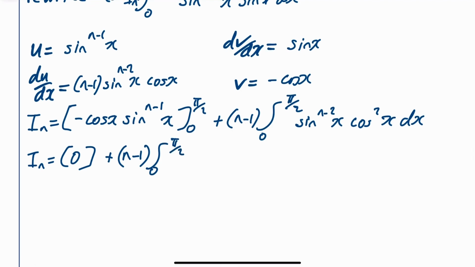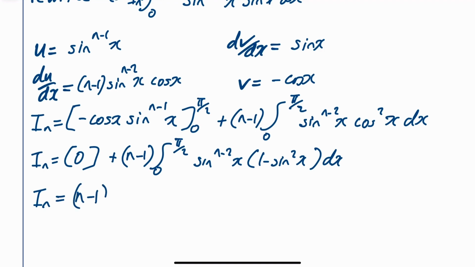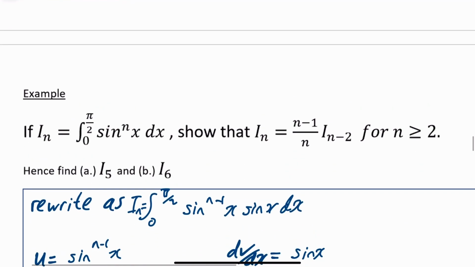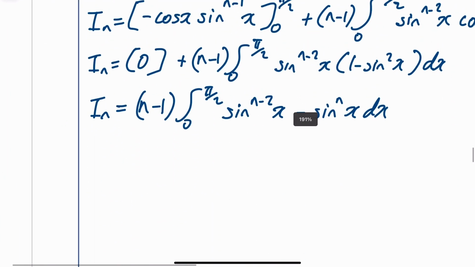And then cos squared we know is the same as 1 minus sine squared. So that's 1 minus sine squared of x dx. So your In then works out to be n minus 1 times the integral from 0 to pi over 2 of sine to the power n minus 2 of x minus sine to the power n of x dx. And remember what your first thing was: In was the integral of sine to the power n of x, and that's what you've got here.